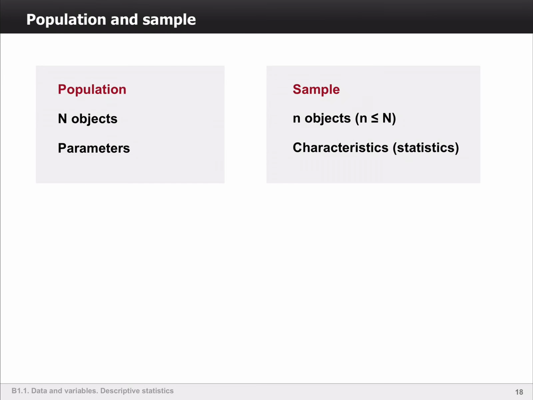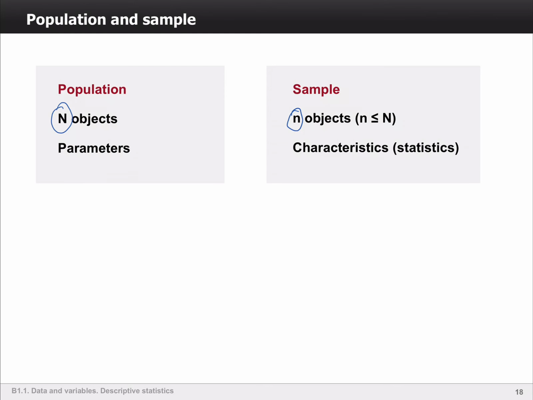Now let's talk about some terms we will use later in our calculations and statistics. When we talk about population, we use capital N to define the number of objects. Usually we don't know that. When we talk about a sample, we use a small n to define the number of objects. And in most of the cases, the small n is much, much smaller than the capital N.